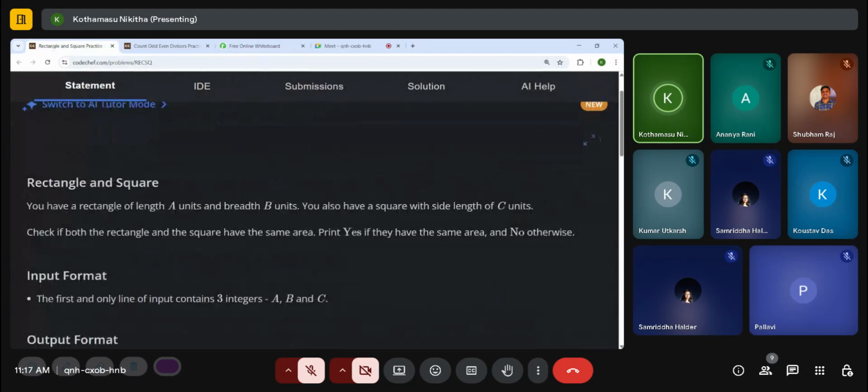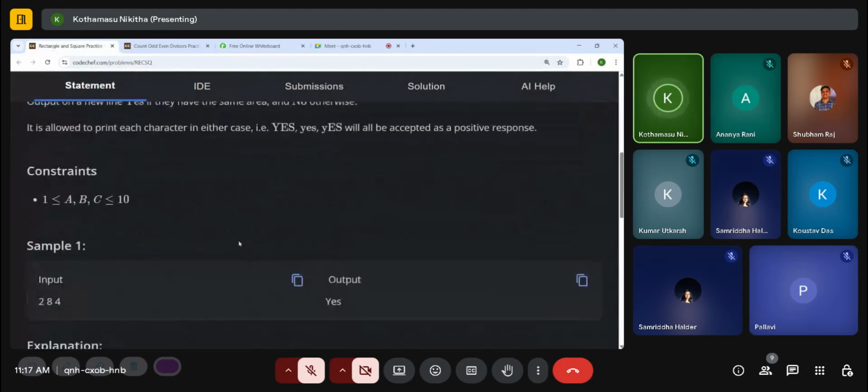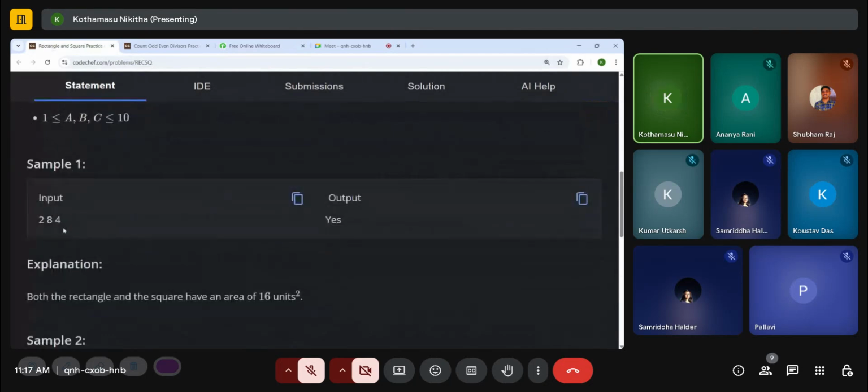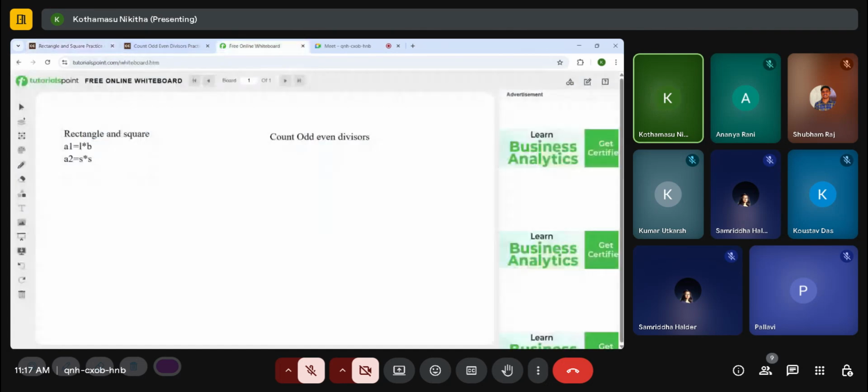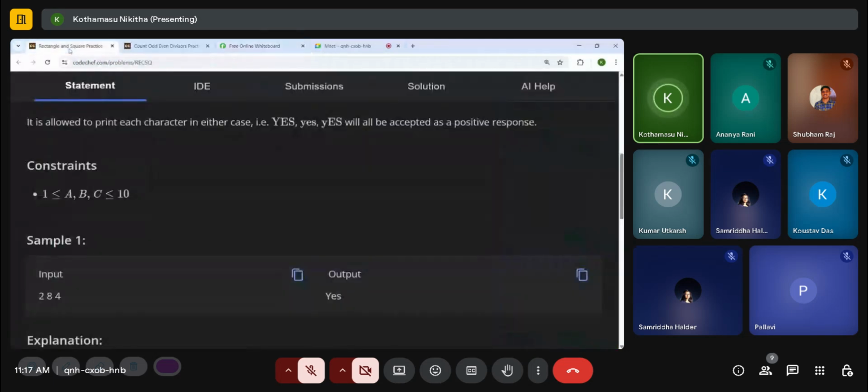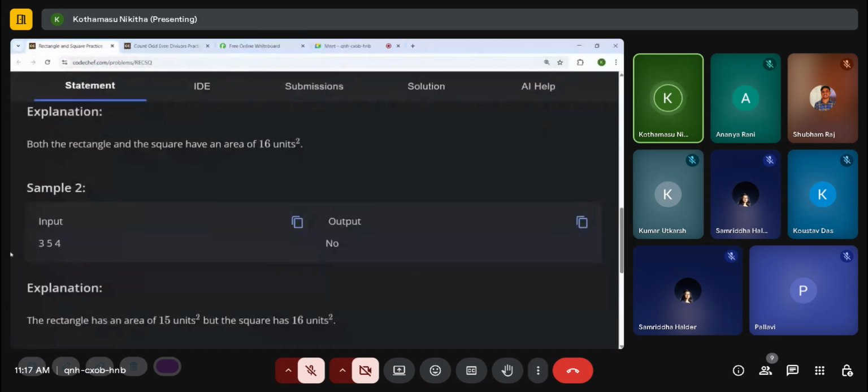Rectangle A and B, C, 2 8 4. A1 is equal to 2 into 8, which is 16. A2 is equal to 4 into 4 equals 16. Both are equal, so it is S.